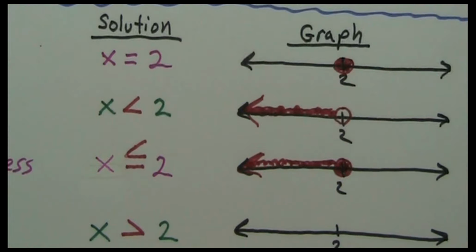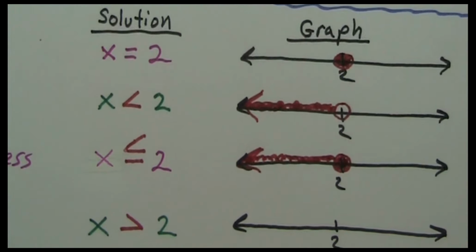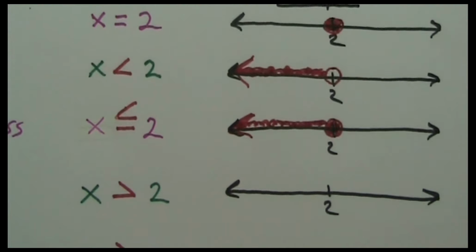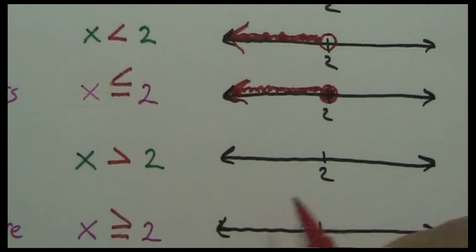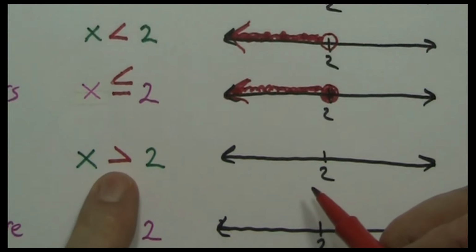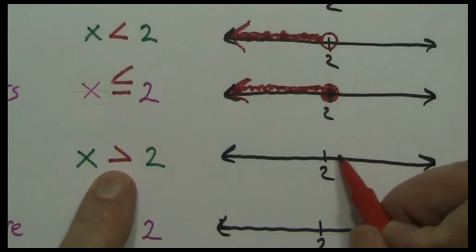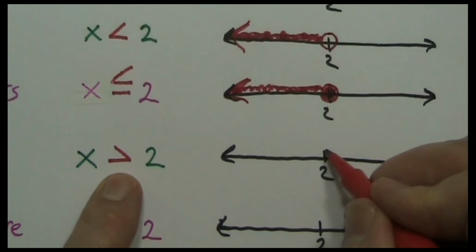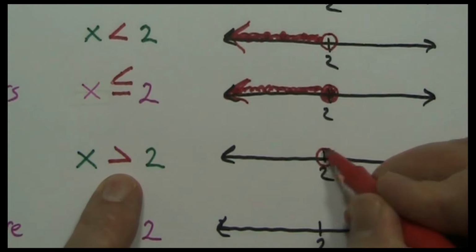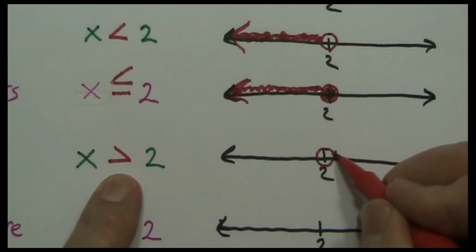Maybe someone doesn't know how much you have. You say, well, I have less than or equal to 2. You don't know which one. Next we have more than 2. Okay, but it's not 2, right? You have 3, 4, 5, 6, etc. But not 2. Only more than 2. So not 2, but everything more than 2.